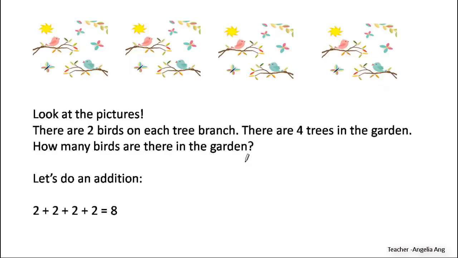Look at the pictures. There are 2 birds on each tree branch. There are 4 trees in the garden. How many birds are there in the garden? We can do this in several ways. First, let's do an addition. 2 plus 2 plus 2 plus 2 equals 8.